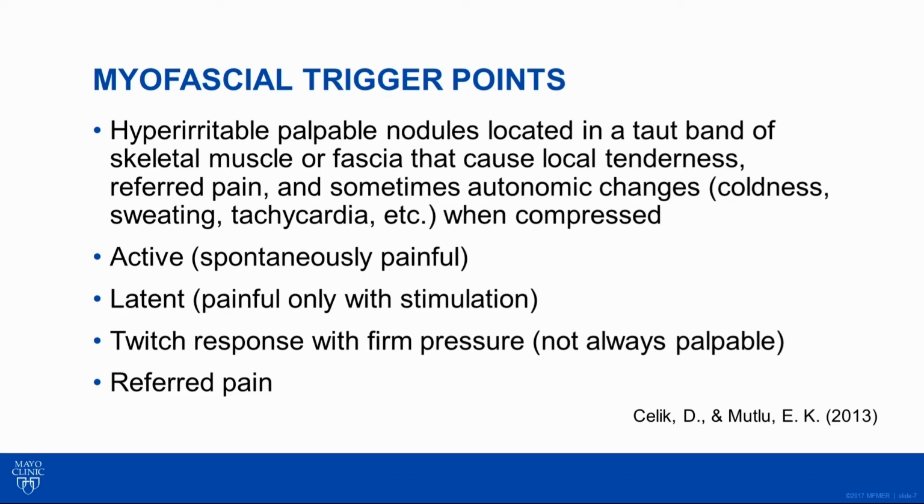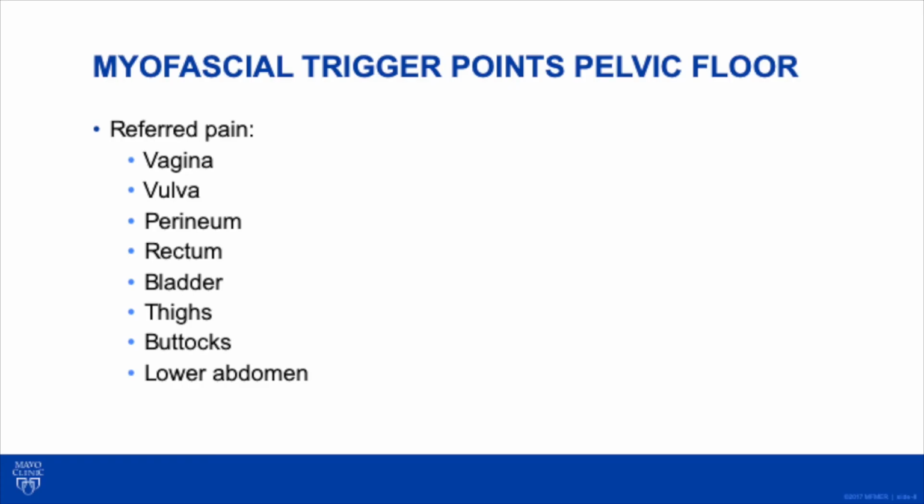And sometimes there's a twitch response when we push on it, which is easy to see in the neck or the back, not so much the pelvic floor. And typically there is pain that refers. So here are some examples of referred pattern. So the top picture is trigger points in the sphincter and in levator ani.